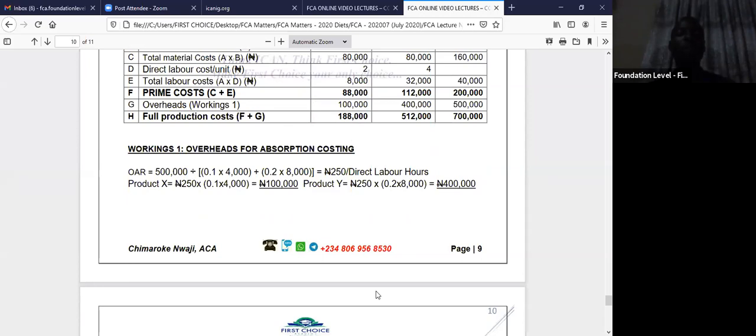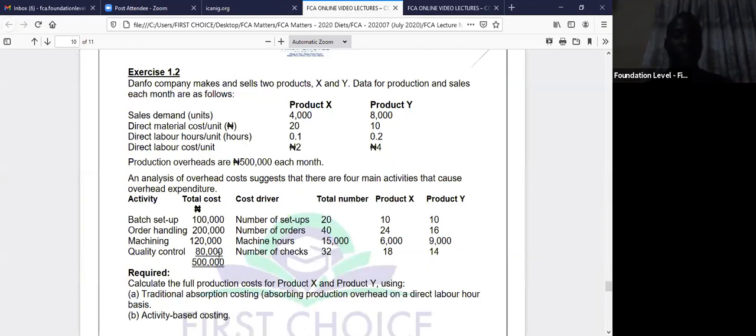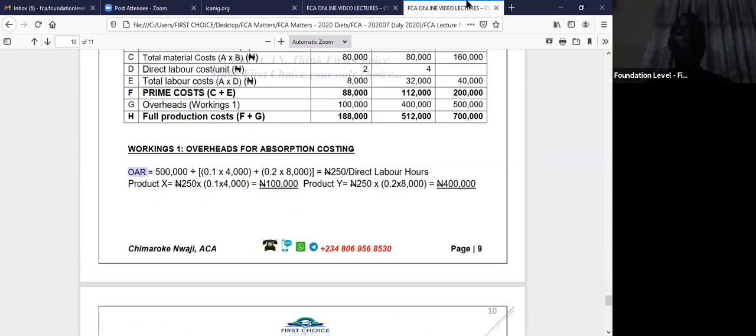Now, we need to look for what they call overhead absorption rate before we can apportion the overheads. Now, how do we get the overhead absorption rate? Here it says 500,000 is the total production amount. 500,000 it is, divided by your level of activity. Level of activity here must be labor hours.